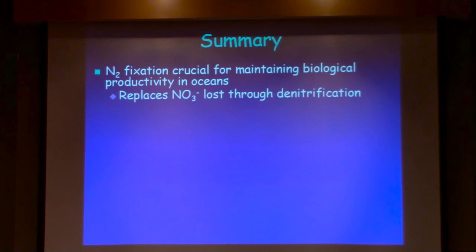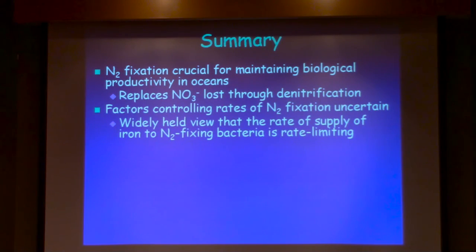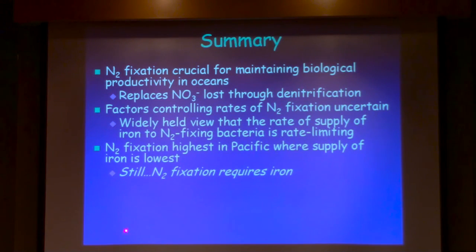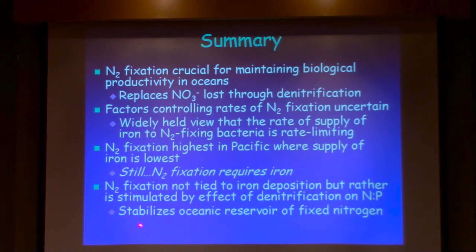Okay. So the summary is nitrogen fixation is really crucial for maintaining this biological productivity. It replaces the nitrogen loss through denitrification on a number of different timescales. As for the factors controlling rates of nitrogen fixation, it's widely held that the rate of supply of iron to N2 fixing organisms is rate limiting, but also differences in the N to P ratio can drive that nitrogen fixation. And it stabilizes this oceanic reservoir of fixed nitrogen through time. Okay.